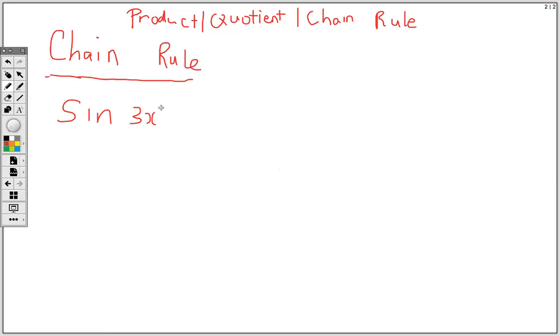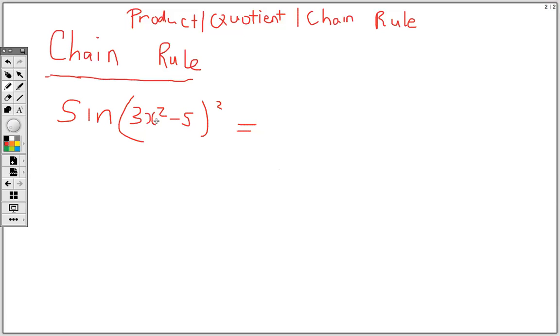We can also have sine 3x squared minus 5, all squared. So in a case like this, we have to differentiate inside the bracket. Differentiate this, so we have a lot happening. So we're applying chain rule on top of chain rule.